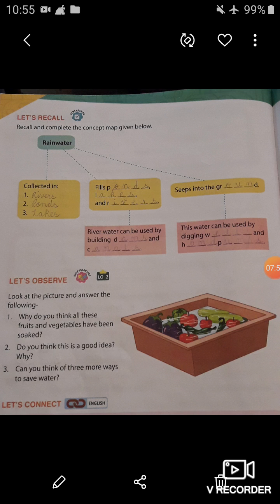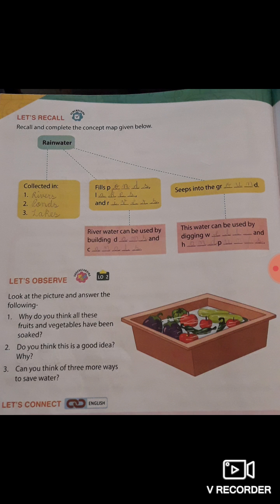The third one is, can you think of 3 more ways to save water? So students, there are many ways to save water. Here you have to think about 3 more ways to save water. The first one is, we should not let the tap run when we brush our teeth. We should always turn off the tap while brushing our teeth.